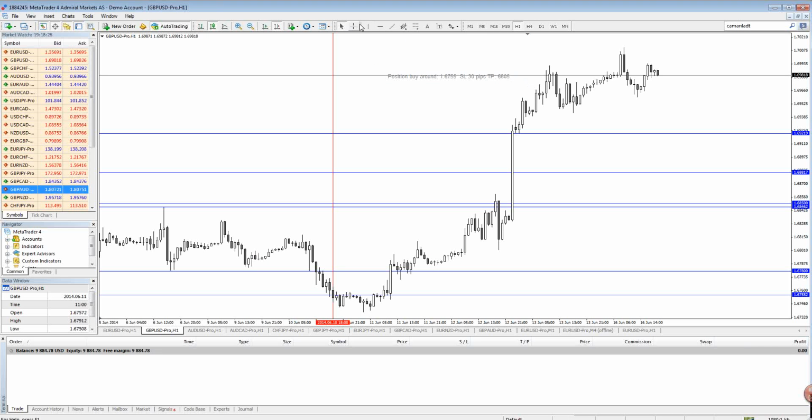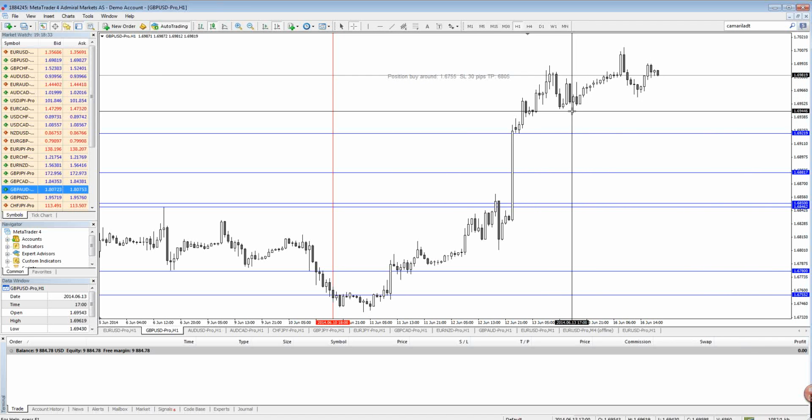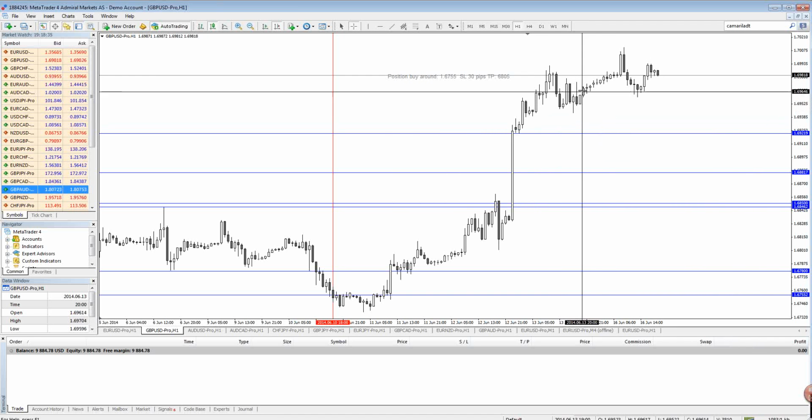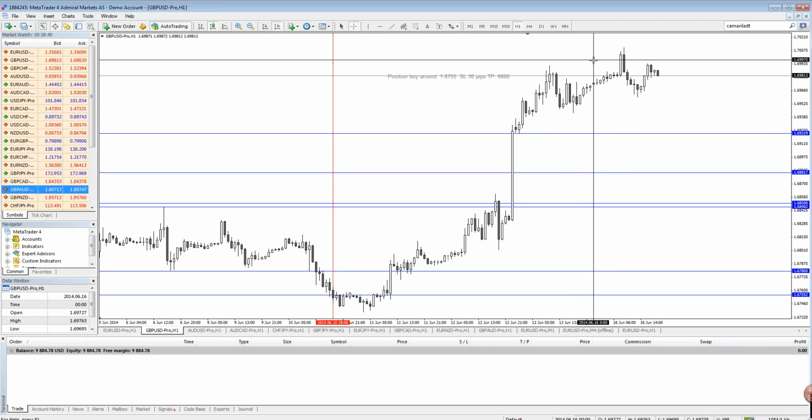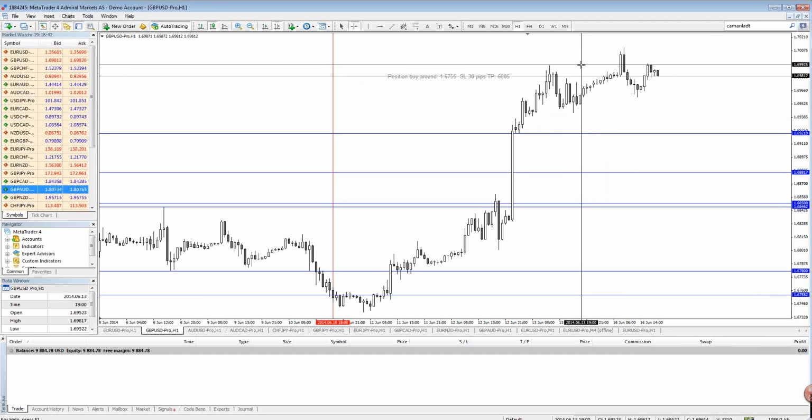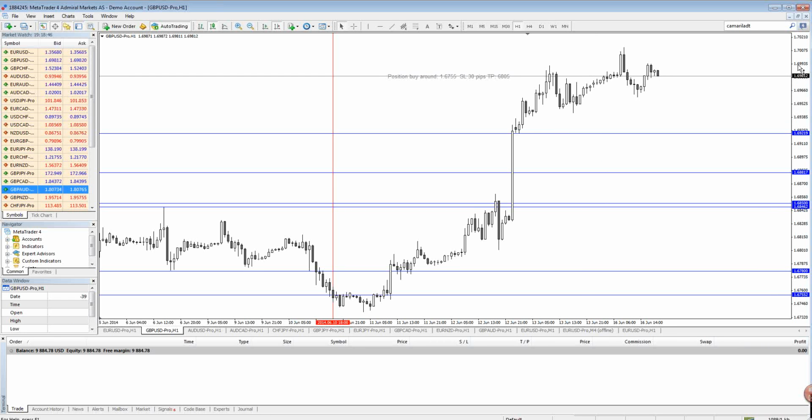The price on Friday, when I was making the prediction, was somewhere around there. And I predicted that the price would go to 70.40. It went to 70.10, but basically it broke this previous high. And I still think it should go up to the 70.40 region.